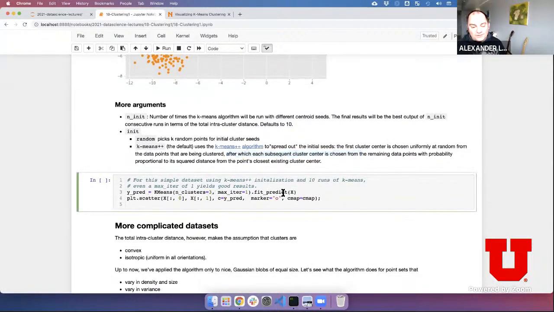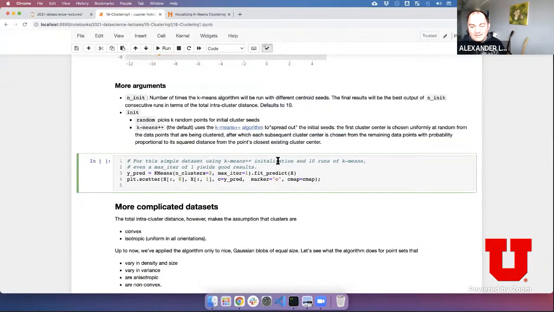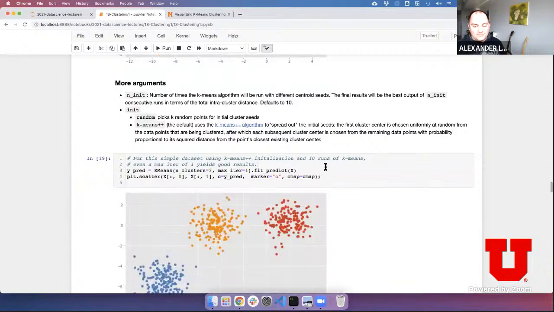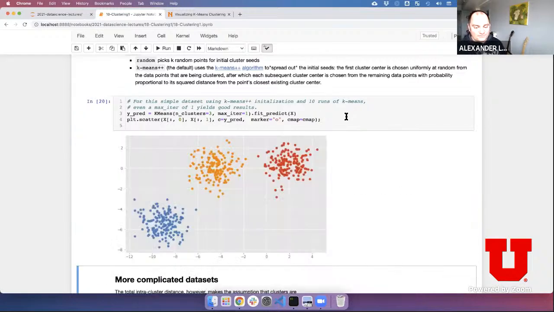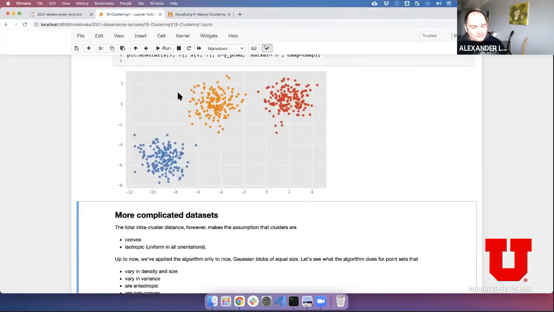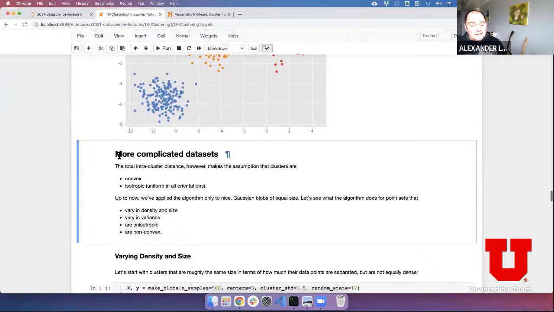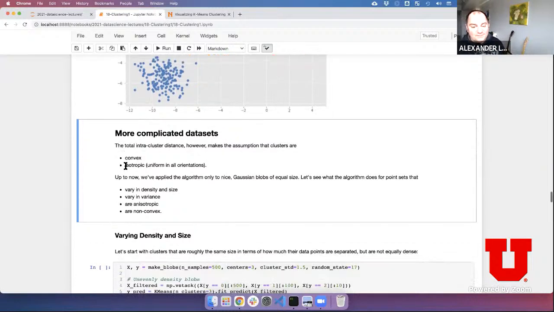And so if we do this for a simple data set with k-means++ initialization and 10 runs, we get really good results, and even a single run here yields good results already. But of course, these are the perfect example of clustering, right? So it's easy to get this right. Now let's look at some more complicated data sets.